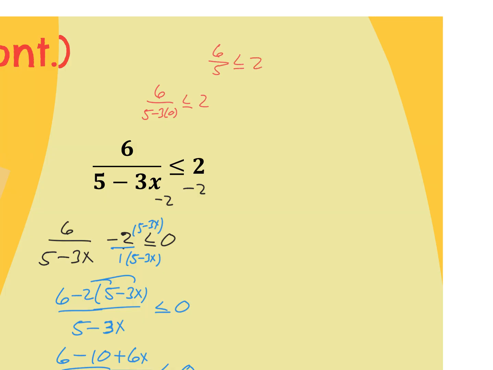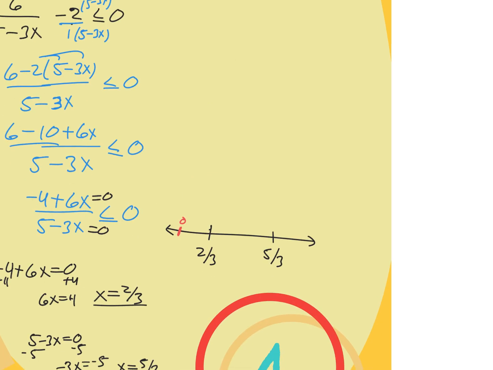This is a valid statement. Remember that 2 is the same as 10 over 5, if you want to find a common denominator, and 10 over 5 is bigger than 6 over 5. So then, because I have equality, I'm going to have closed circles. And then because 0 worked, that's going to work. This middle one's not going to work, and the outer one's going to work.